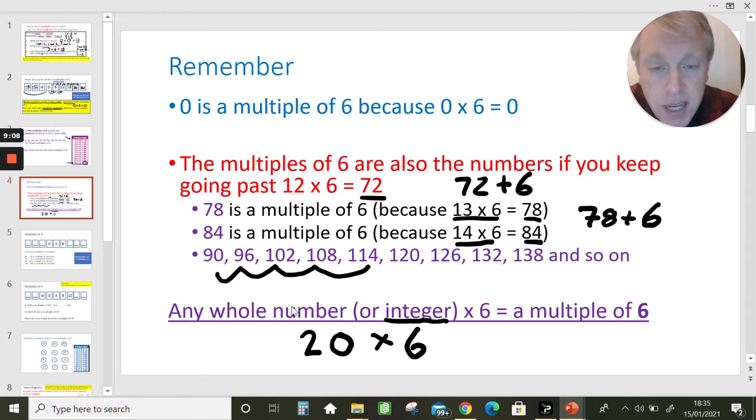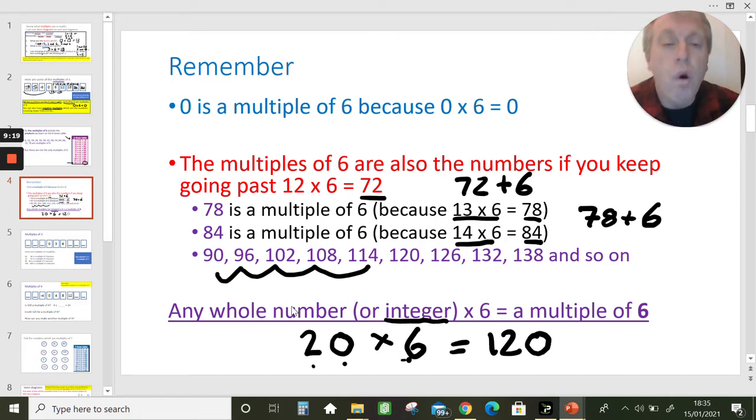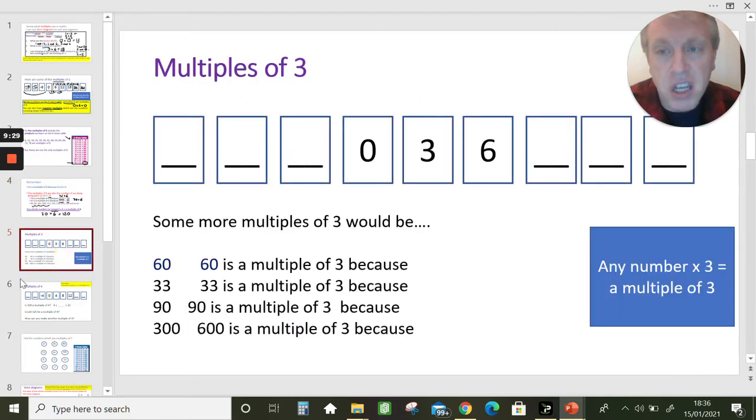20 times 6. So 2 times 6 is 12. I'll make it 10 times bigger because we're talking 2 tens. 120. Oh, that's a multiple of 6. We multiplied a whole number by 6. We got 120. That's good.